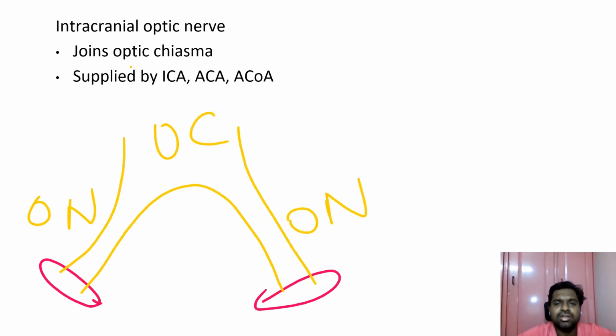Final part is intracranial portion, where the both optic nerves are going to join optic chiasma, and this intracranial portion is supplied by internal carotid artery as well as A1 branch of anterior cerebral artery and anterior communicating artery.